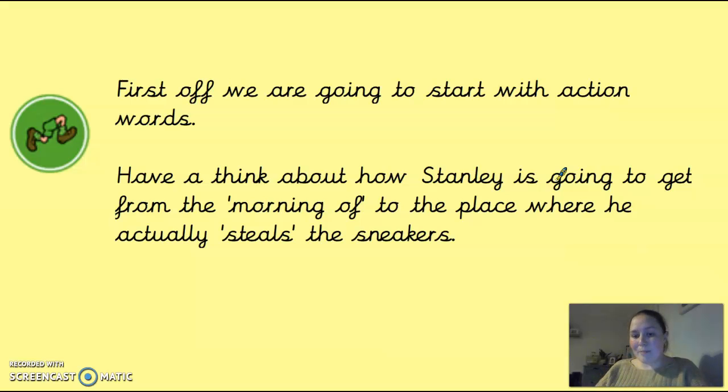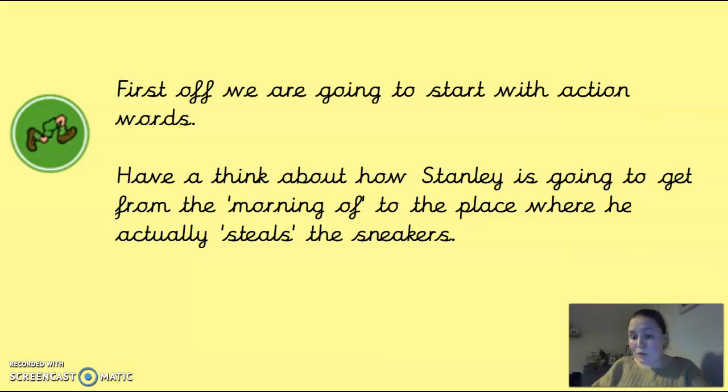Okay, now if we remember plot point 2, we wrote about the morning of the theft. So if you've got it with you, you might want to read back plot point 2 to make sure that it follows on, or you might just remember what you've written. You've got to think about how he's going to get from the morning paragraph to a new place where he's going to find or get or end up with these sneakers, these trainers, okay? So pause the video to do your thinking section for action.